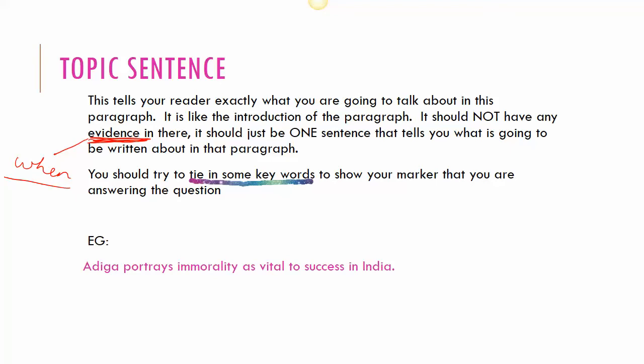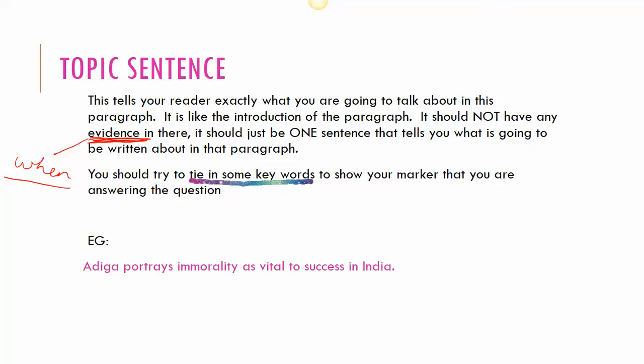So, for instance, you might say, Balaram is not a good person. When? And then obviously I'm going to go into telling you about a time that he wasn't a good person. What I should have done is stopped at Balaram is not a good person. Full stop. Okay?